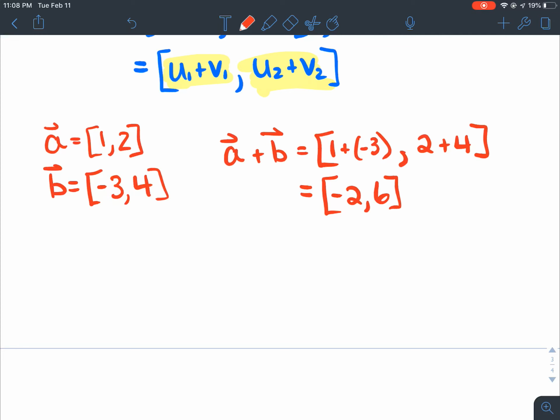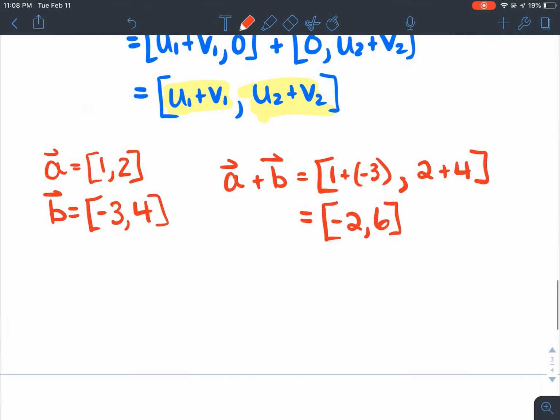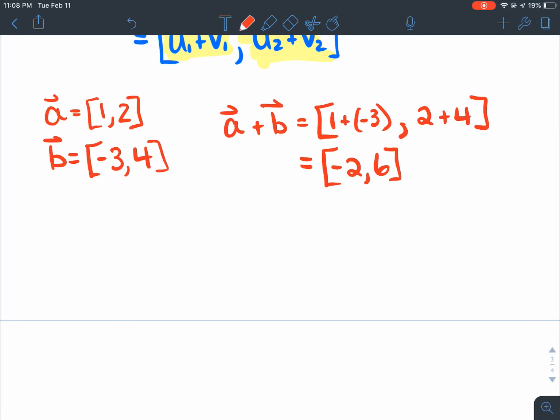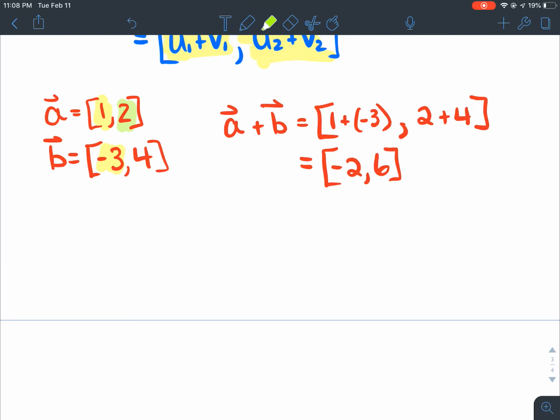So it's just showing us how to add vectors. That was just like a little proof on how you add Cartesian vectors together. So it's just as simple as that. You're just adding their x components together, and then you're adding their y components together. So adding Cartesian vectors is like way easier than adding geometric ones.